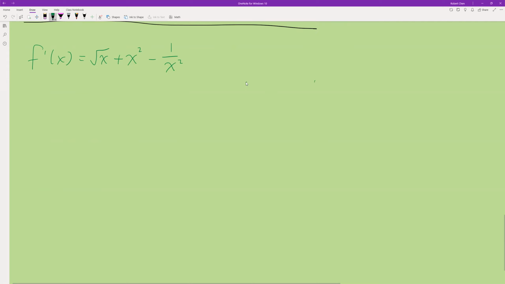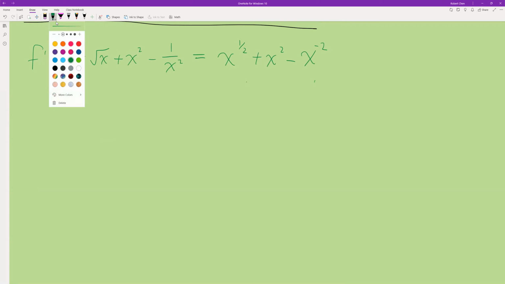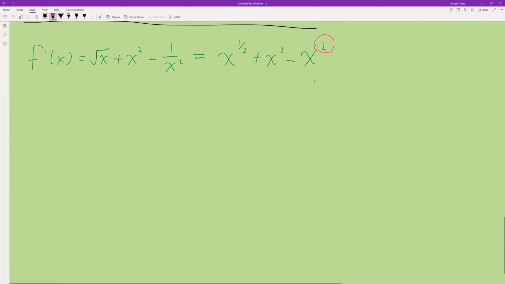All right, so this is what I'm talking about. We can rewrite this as x to the power of 1/2 plus x squared minus, and 1 over x squared can be written as x to the power of -2. Now, notice that the exponent is negative, but it's fine, right? It's still going to work as long as the exponent is not -1, like what we were talking about earlier. All right, so that is the derivative of the function f in the power form.